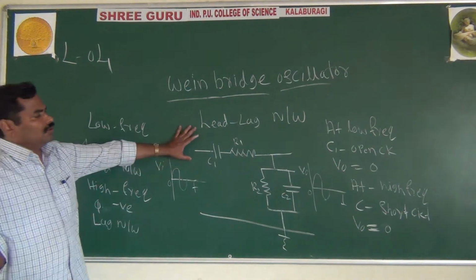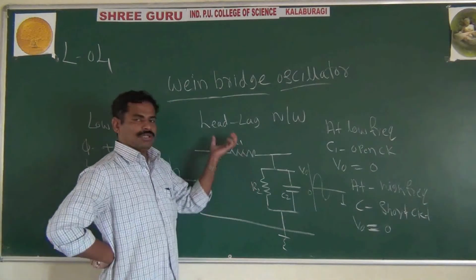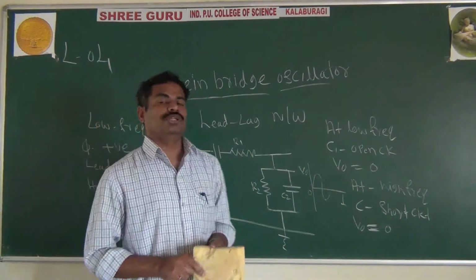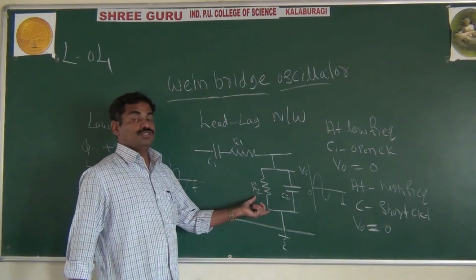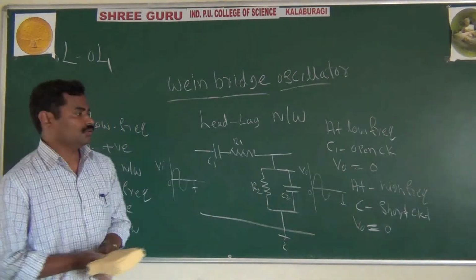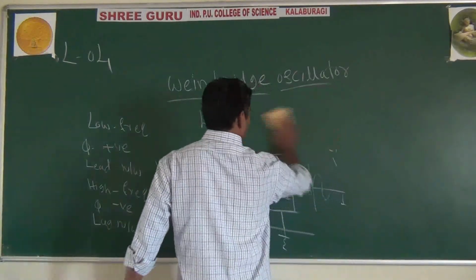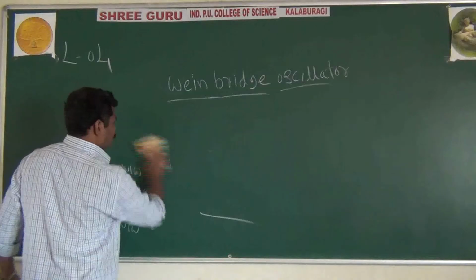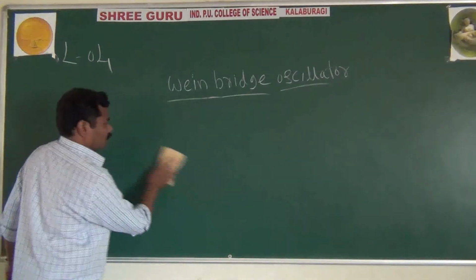This is the principle behind the Wien bridge oscillator. Actually, the Wien bridge oscillator works on the principle of a lead-lag network. Also, I said some books describe it as using a series and parallel resonance circuit. Now we look at the actual circuit diagram. Once again, you are using an op-amp, but here the op-amp is used as a non-inverting amplifier.